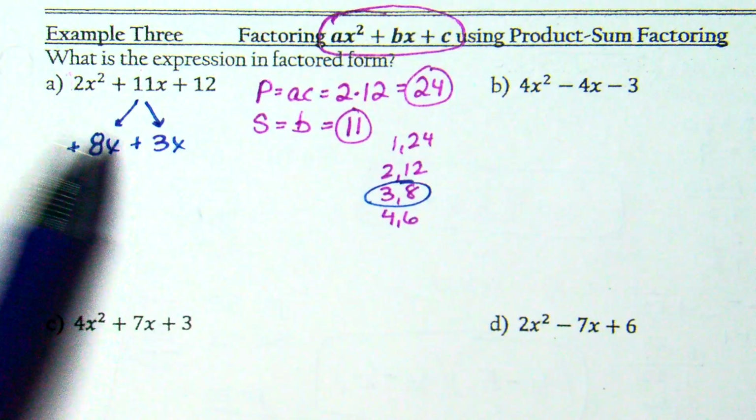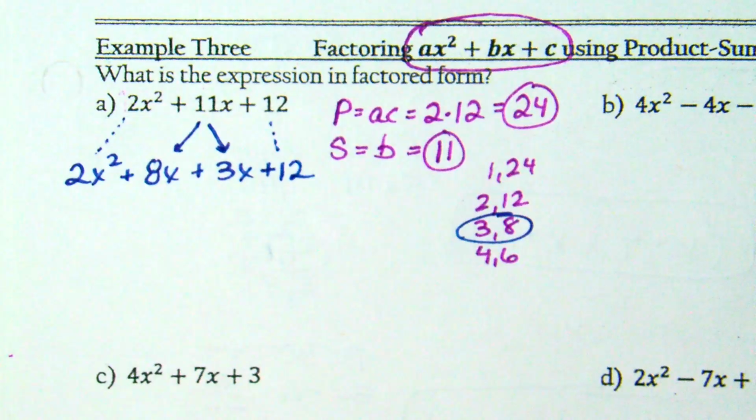So the numbers I just came up with, I'm using my middle term and I'm splitting my middle term. Now, besides that, your first term and your last term just carry down. So 2x squared is going to carry down out front as 2x squared. Same thing with the last term, 12 is going to carry down. Okay?